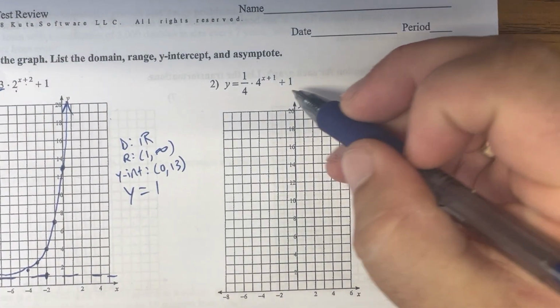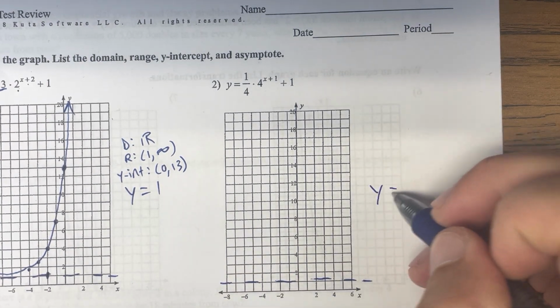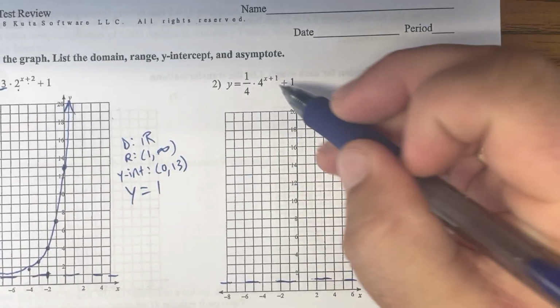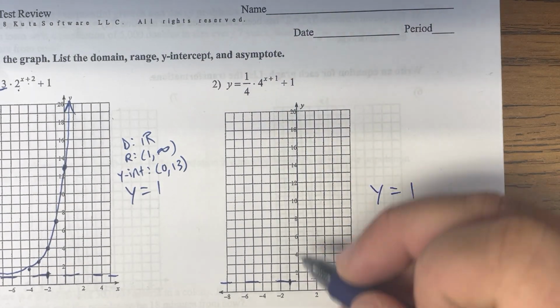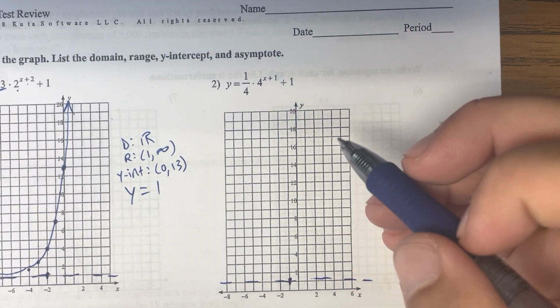All right, on this one, we're going to go up 1 again. So there's my asymptote, y equals 1. This one's going to go to the left 1, and we're going to start just a fourth away from the guide point. So right there, close to the asymptote, but not touching it.